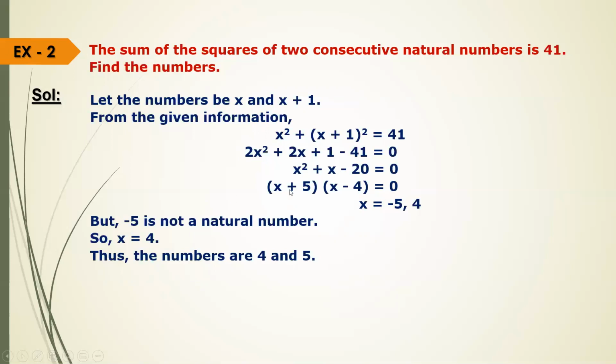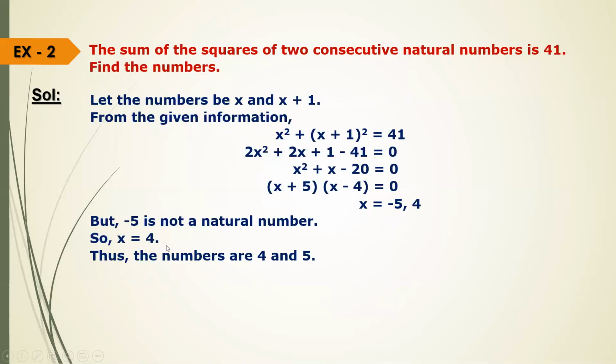Two values of x we are getting: x equal to minus 5 and x equal to 4. But in this question, only natural numbers are asked. So the answer minus 5 is not possible. We have to accept x value 4 as the answer. It means the first number x will be 4.